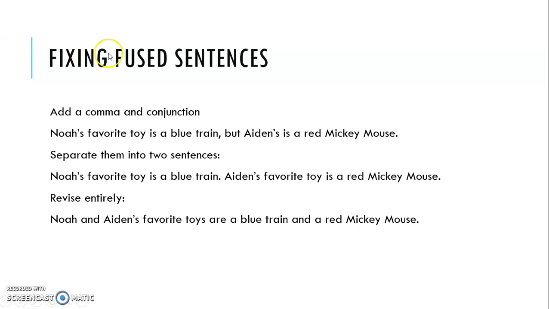Right, so when you need to fix a fused sentence, you can do basically the same thing as with a comma splice. You can add a comma and a conjunction. You can separate it into two sentences, or you can revise entirely. Noah and Aiden's favorite toys are a blue train and a red Mickey Mouse. So there we've got a compound subject and a compound predicate, but really only one clause. So we've gotten ourselves out of the problem of having two clauses joined together.